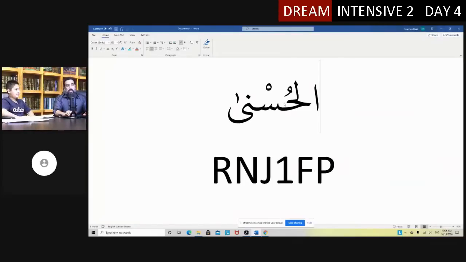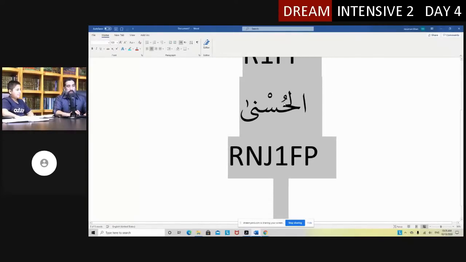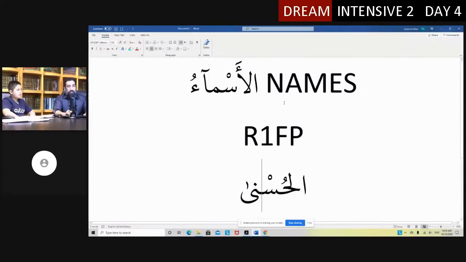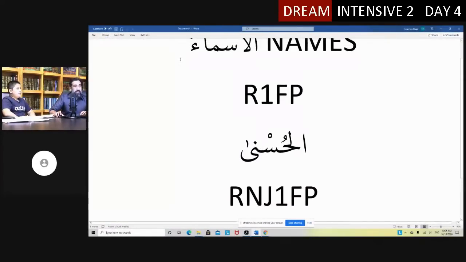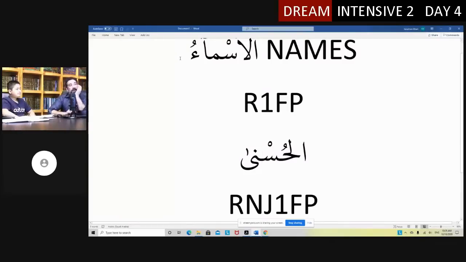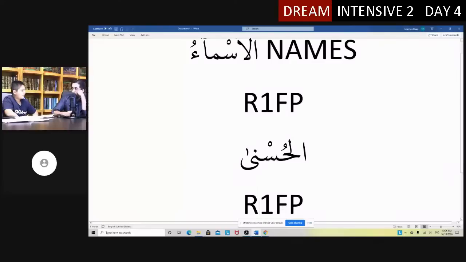Great. Now I want to make this a little smaller and compare these two. Let me hide this because I don't want to make it any smaller than that. Okay, now we can see all of them. The first one is Rafa, 1, feminine, proper. The second one is Rafa, Nasab or Jar, also 1, also feminine, also proper. 1 FP over here, 1 FP over here. Could it be that these two match? Yes, it does match.